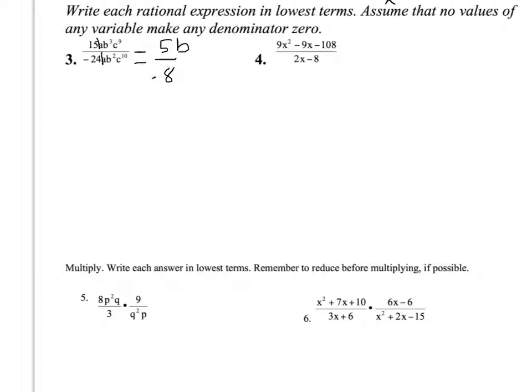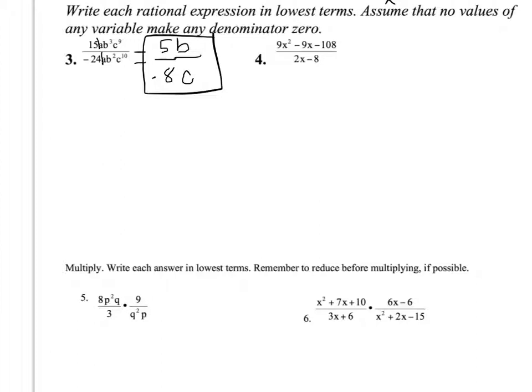Do the same thing for the c's. I have c to the 9th divided by c to the 10th. There are more c's on the bottom than there are in the top. 10 minus 9 is 1. So that's going to tell me that I have c to the first power in the denominator. And this will simply reduce down to be 5b divided by negative 8c. And that's all you do when they are monomials.